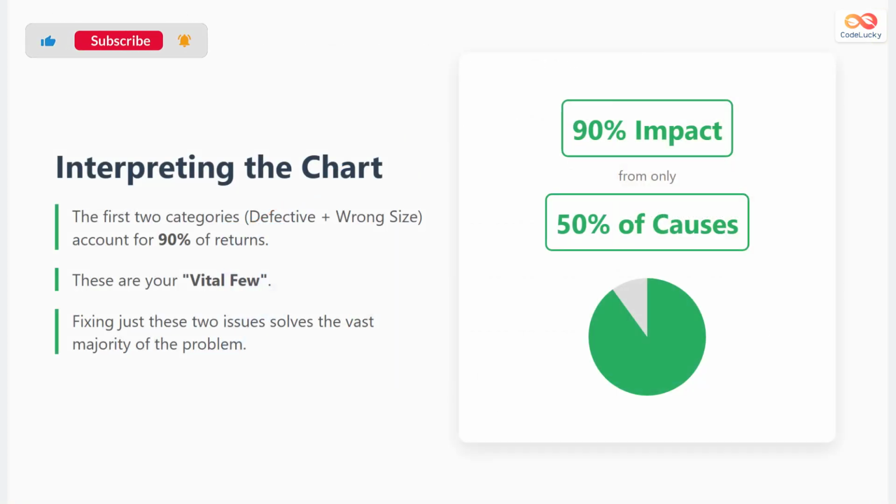How do we read this? Look at the first two categories. Together, they make up 90% of all returns. These are the vital few. If you want to reduce returns, you should focus your energy on fixing product defects and sizing issues, rather than worrying about people changing their minds.